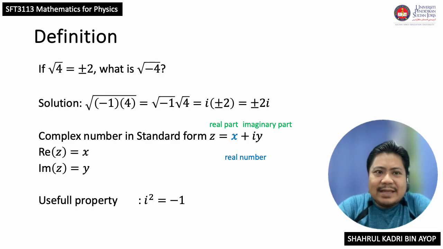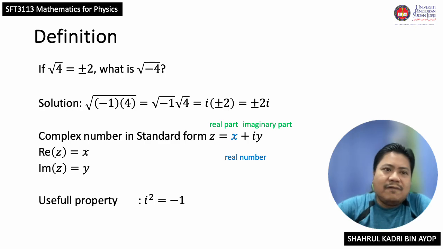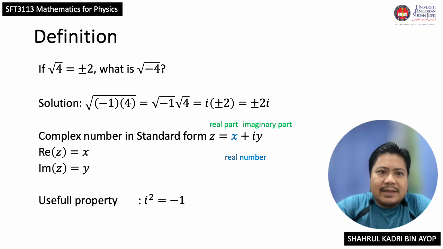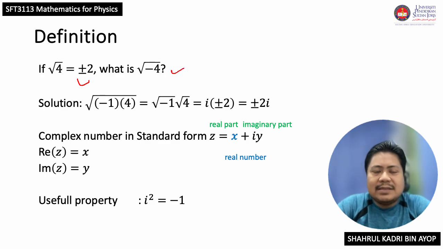So what are complex numbers? For example, if you have the square root of 4, it can be solved, and the answer would be either positive 2 or negative 2, right? So how about if we want to find out the square root of negative 4? How do we get it?